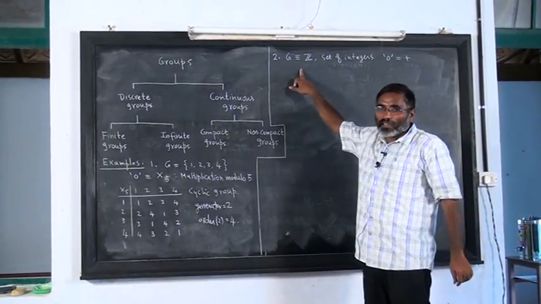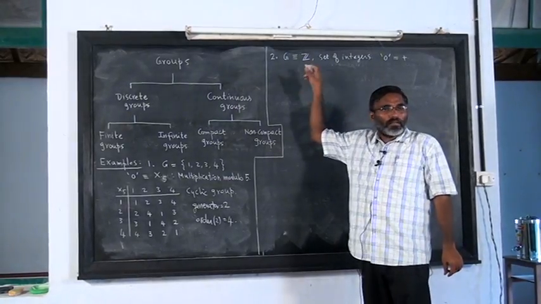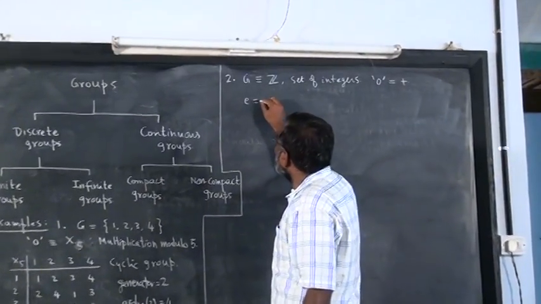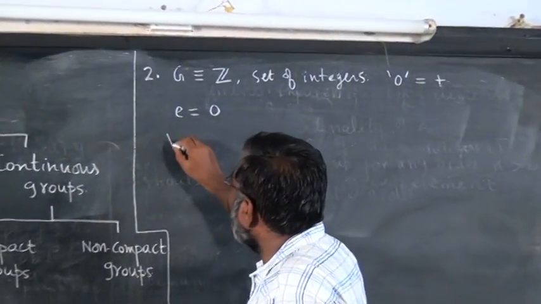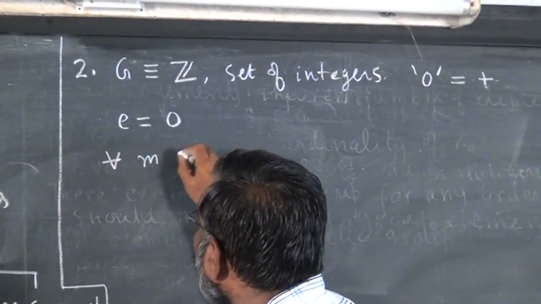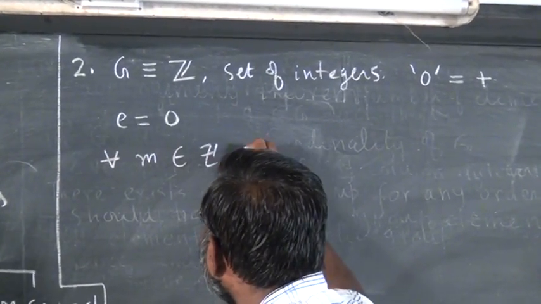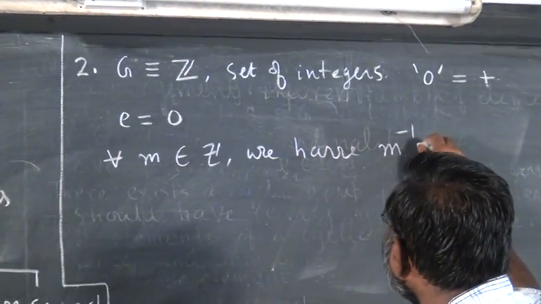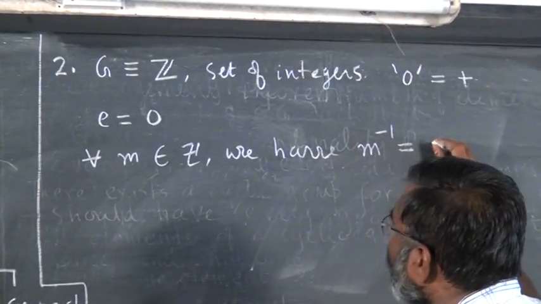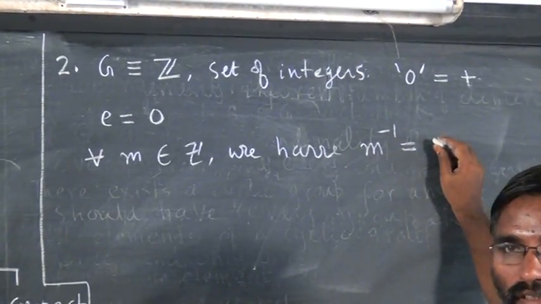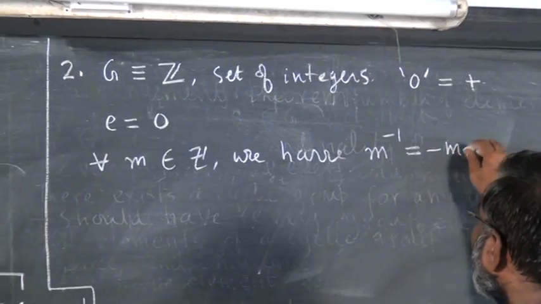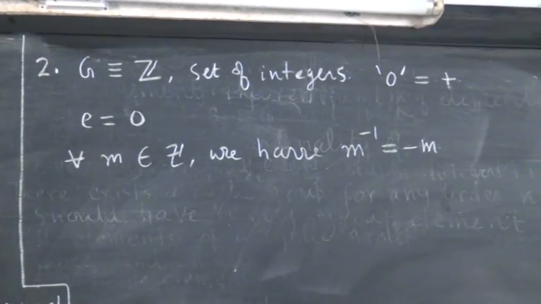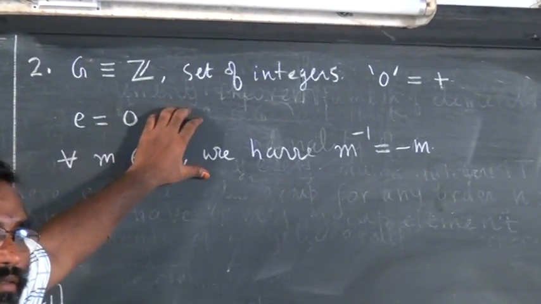What is the identity here? 0 is the identity. So in this group, the identity is the usual 0. Now for every m in Z, we have an inverse. What is m inverse? Minus m. Is it an abelian group? Is it abelian or non-abelian? Why?